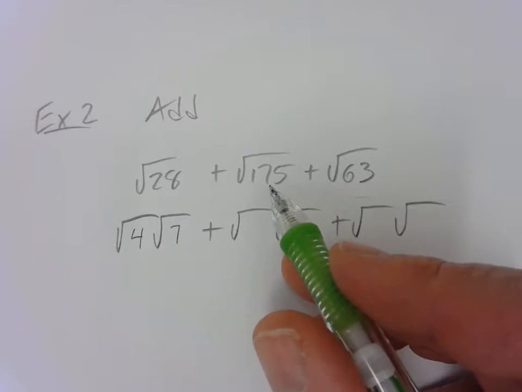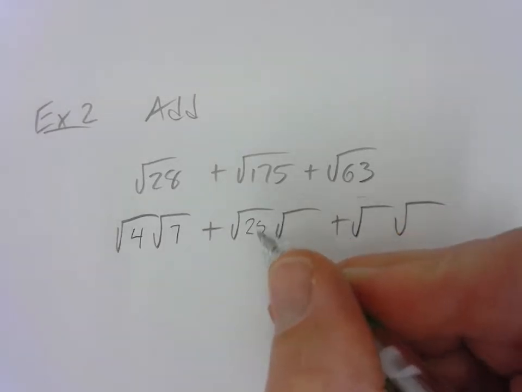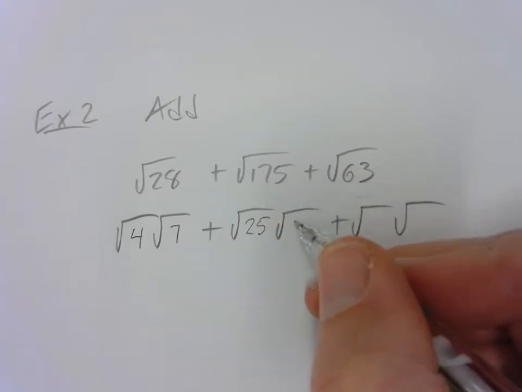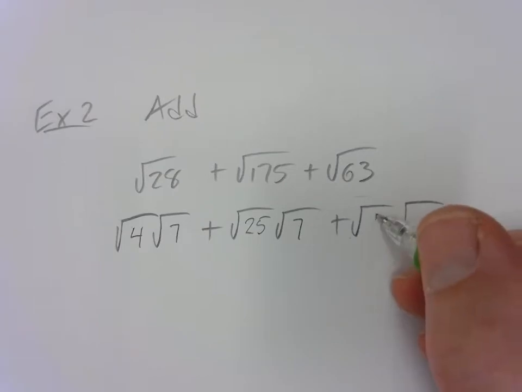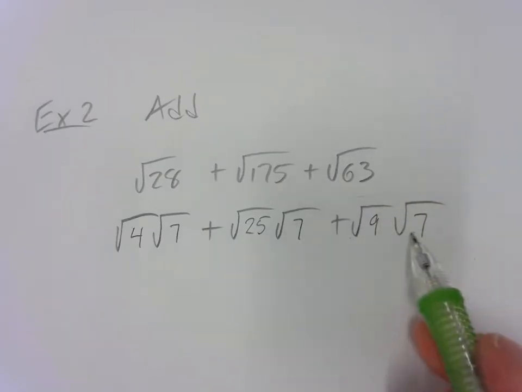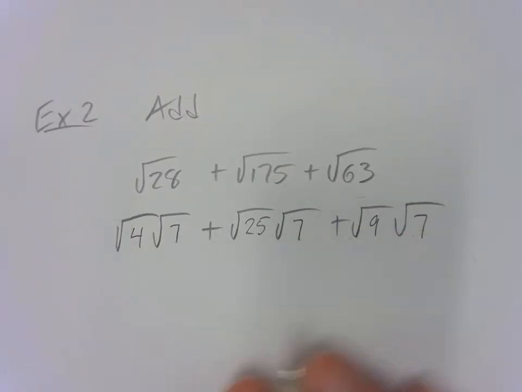So what's the perfect square that lives inside of 175? How about 25? 25 is a perfect square. It divides in there 7 times. And then it doesn't take too long to figure out that this would be 9 times 7. And it's like, oh, look, now I have like terms because all of them have the square root of 7 in them. So they're now the same size pieces. I can add them together.